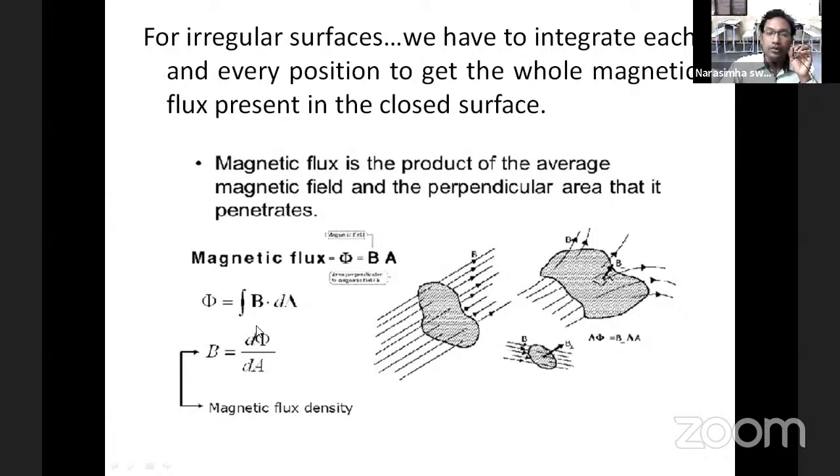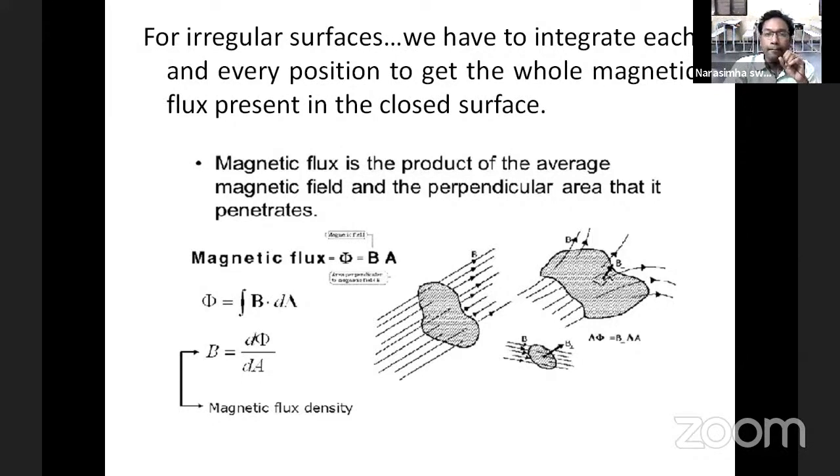If you observe, it is dΦ by dA, meaning with respect to the change of area, flux is changing, and then automatically the amount of magnetic field also changes. So this is about the magnetic flux, and you understood the two equations: one for a perfect surface, and another for an irregular surface or non-uniform magnetic field.